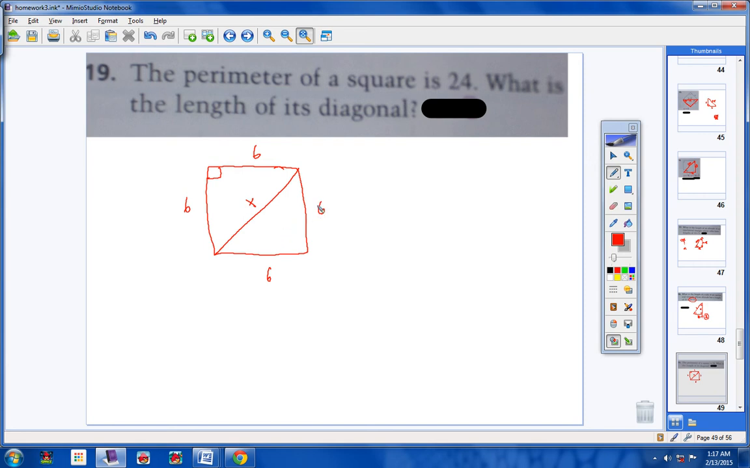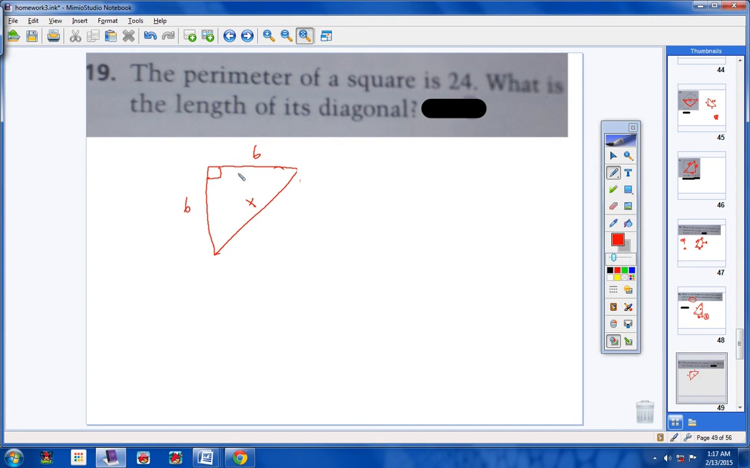the square is 6. Okay, so I have a right triangle up here. I'm going to go ahead and get rid of this. I have a right triangle with sides of 6 and 6. Now, remember what that means, guys. That means we have a 45, 45, 90 triangle.